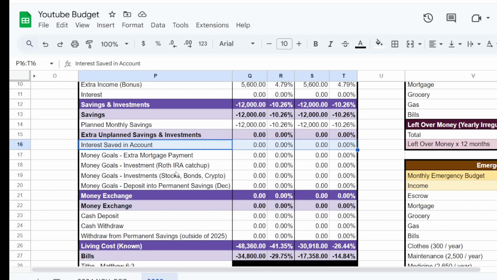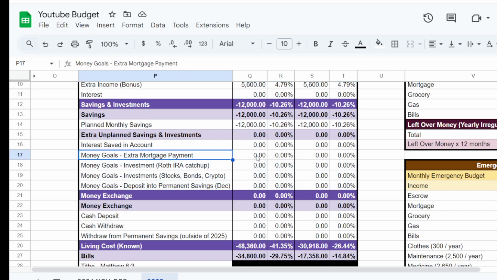Because I am doing zero-based budgeting, I have to account for every single penny that comes in and make sure it's accounted for somewhere in this budget. So for my money goals, I put them in the extra unplanned savings and investments. That's because in the long run it will help me, and that's why I just put it here for now. I didn't really want to make an extra category for it.